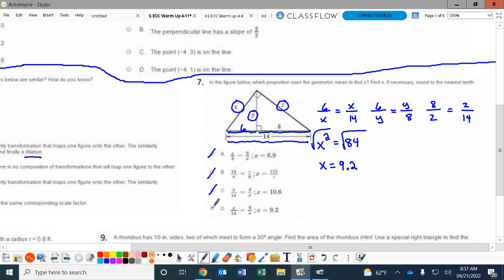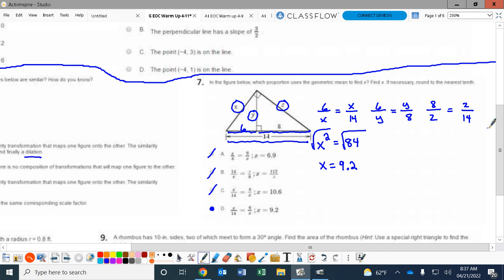Okay. And you're going to see that on the EOC. Their answers are definitely going to be rounded answers a lot of the time. So please understand they will do that. And they didn't tell you anything about rounding. They didn't tell you anything about what place to round to, but they gave you a rounded answer. So use your answers as context clues.